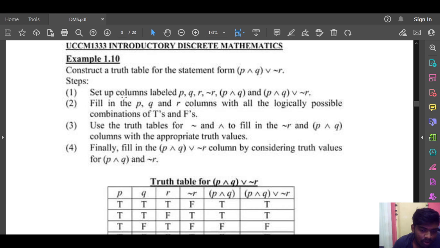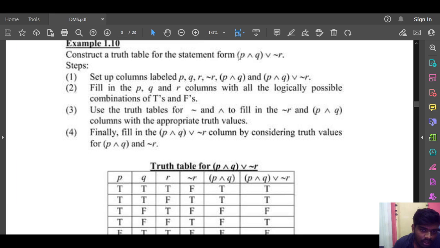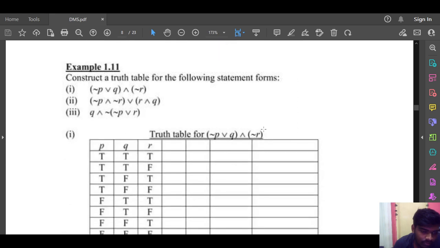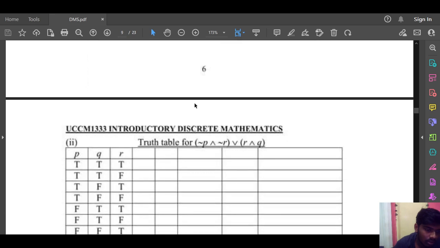And here are some examples of construction of the truth table for the statements P, Q and R. He will give the statement and we need to construct the truth table. First we construct the truth table for P and Q, then the negation of R, then the AND operation between these two statements, and after that we get the output. And here are some examples of the truth tables.